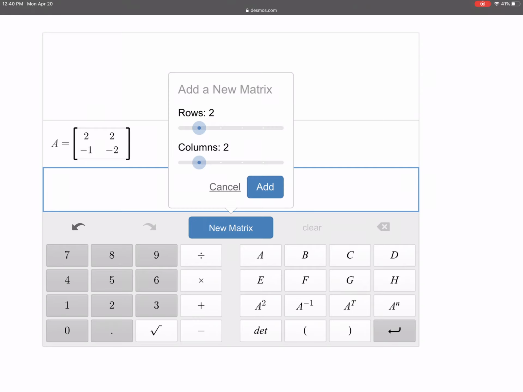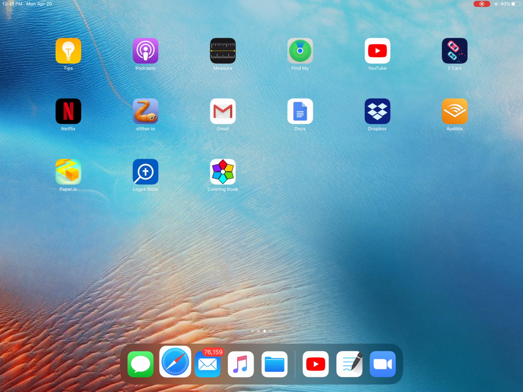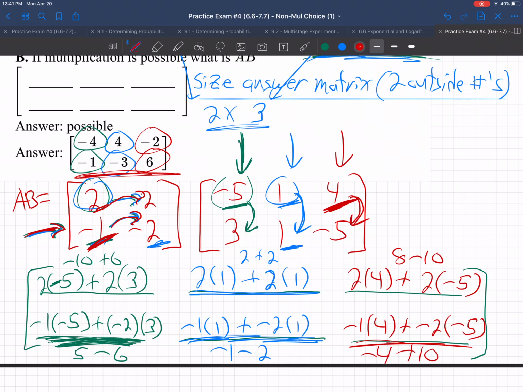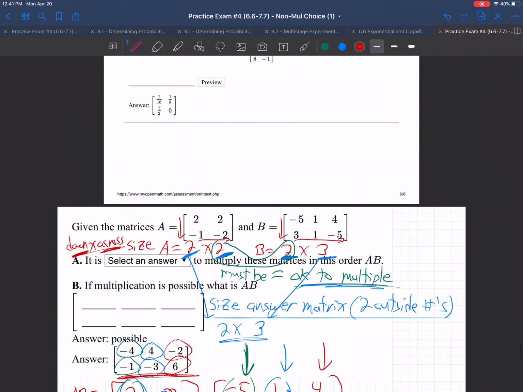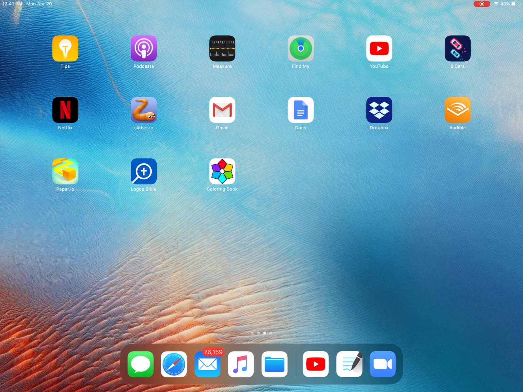And now I'll go new matrix. And the second one is a 2 by 3. So I got to change this here to 3. Remember, it was 2 down, 3 across. I go add. So that's matrix B. -5. Just put in the entries there. 1, 4, bottom row. 3, 1, -5. Hit enter. So it's got A and B. Let me go back and show you. Let me go back. Here they were. See, there's matrix A and matrix B. Just like we have.